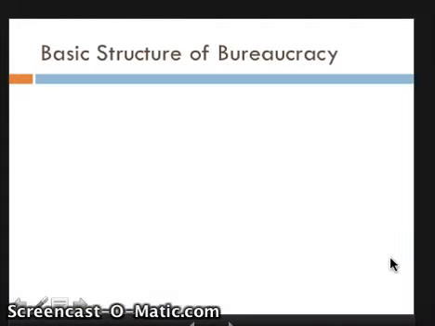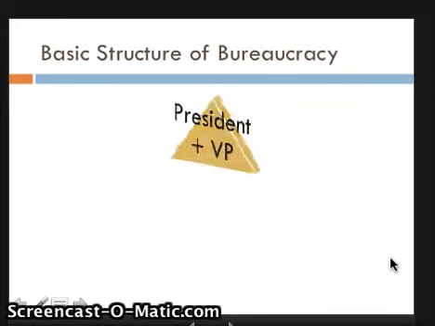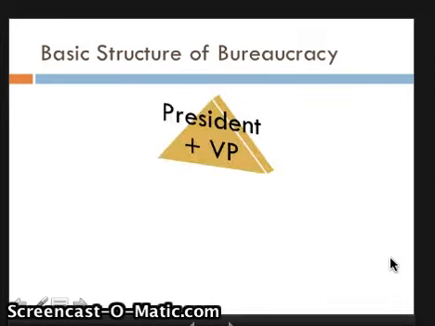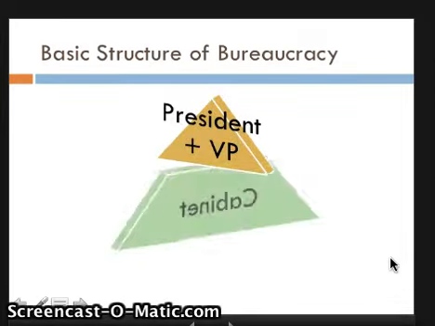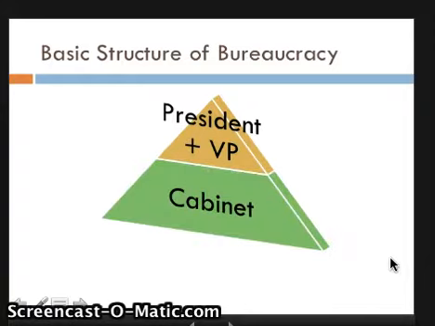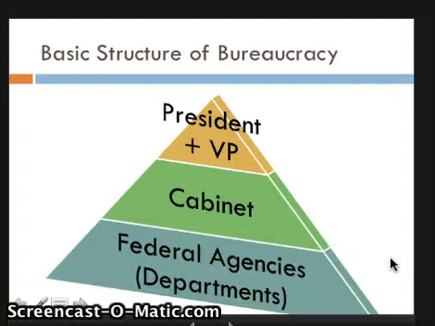The basic structure of the bureaucracy is that it's run first by the president and the vice president. There are then 15 major department heads who make up the members of the cabinet, whose chief job is to advise the president. These members of the cabinet each run a federal agency known as the departments, the major departments. We'll take a look at those here shortly, and there'll be a whole lesson that's just on what those departments are. They're the ones who actually carry out the laws themselves.